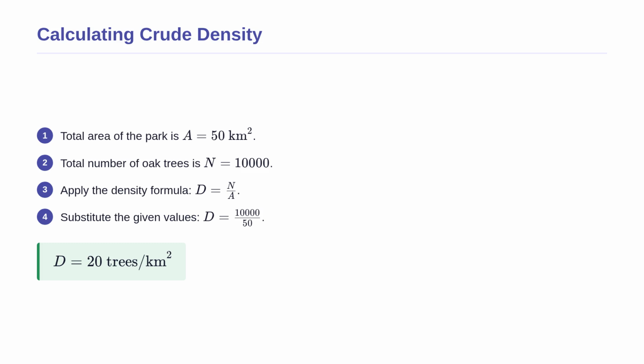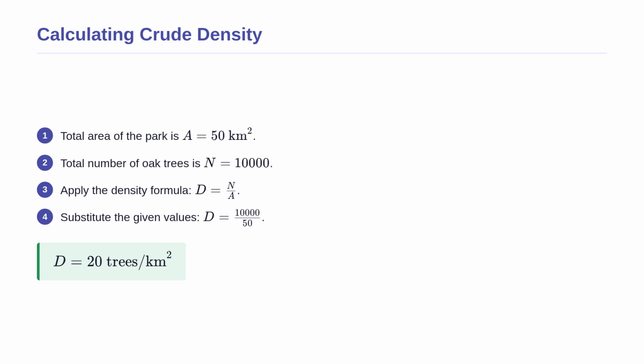Before we move on, let us see this formula in action with a concrete example. Suppose an ecologist is studying oak trees in a state park. We are given that the total land area of the park is 50 square kilometers, and there are 10,000 oak trees growing within its boundaries. We want to find the crude population density.